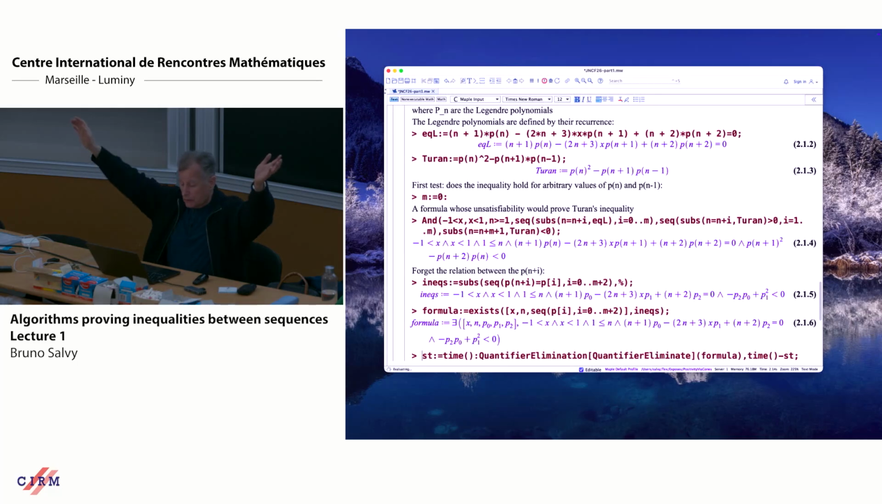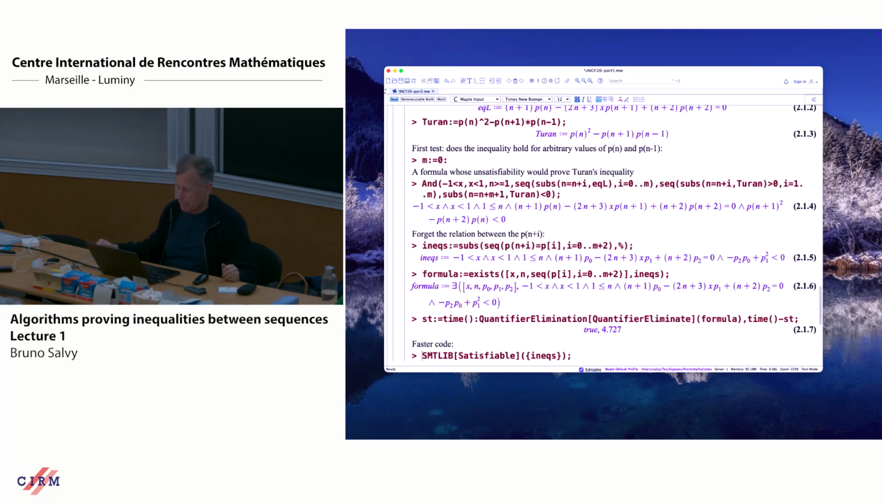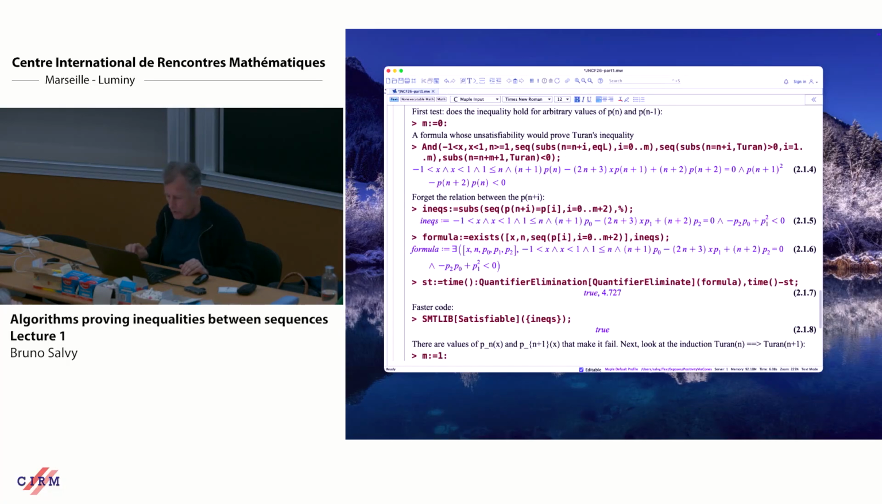Quantifier elimination. It's not fast. With my previous Mac, it took 30 seconds there. But still, it's slow. So what I will be using in this talk is this SAT modulo theory external package that they use with Z3. That's really fast. So you get true. There is a solution. So we haven't proved Turan's inequality.